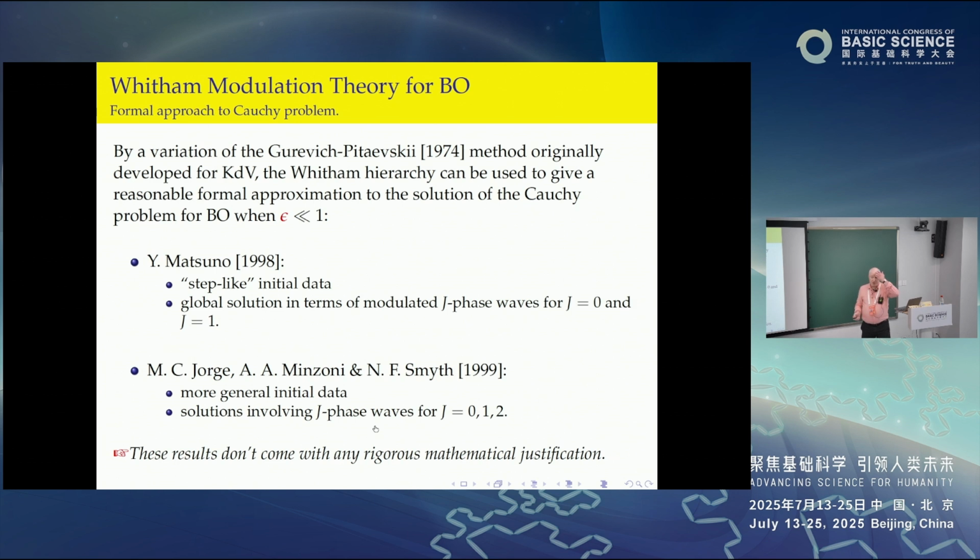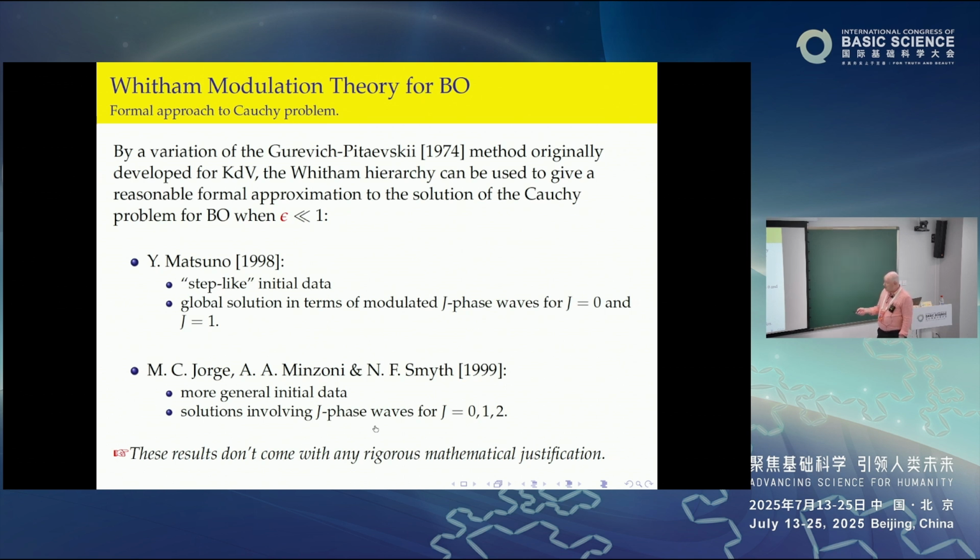So, there's a procedure for studying initial value problems formally from this perspective. It was developed by Gurevich and Pitaevsky for the KdV equation, the Korteweg-de Vries equation originally. But the idea is that you want to think about an initial value problem with small epsilon, and then how should I model that by patching together modulated waves with some moving interfaces, say?